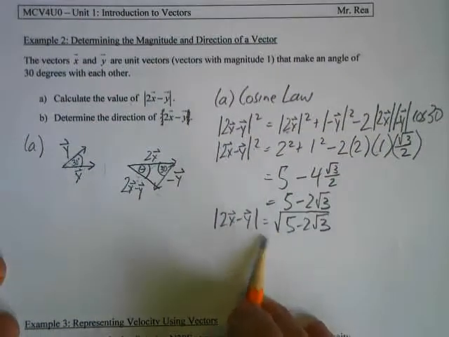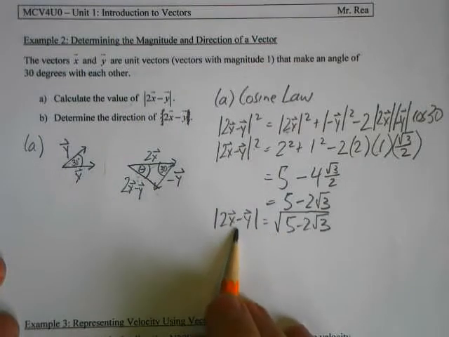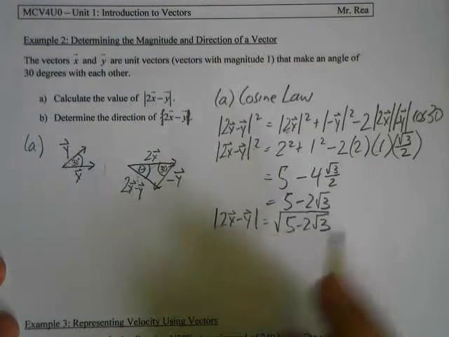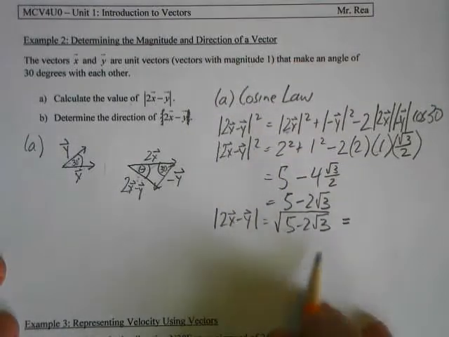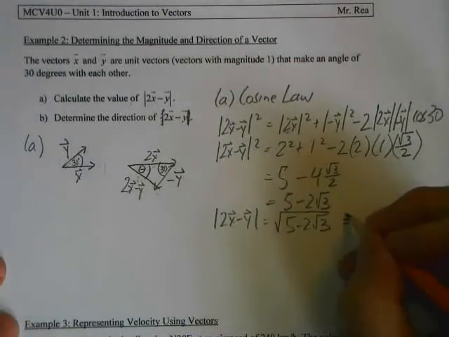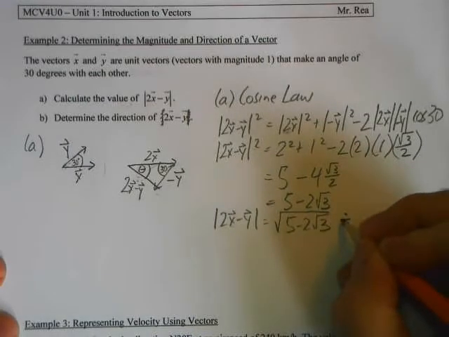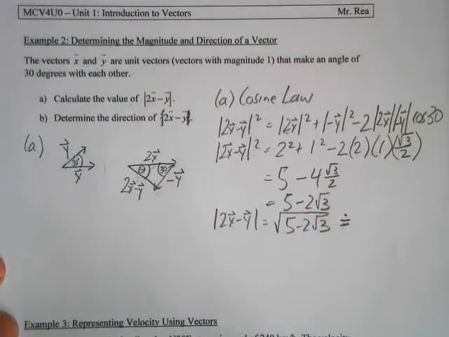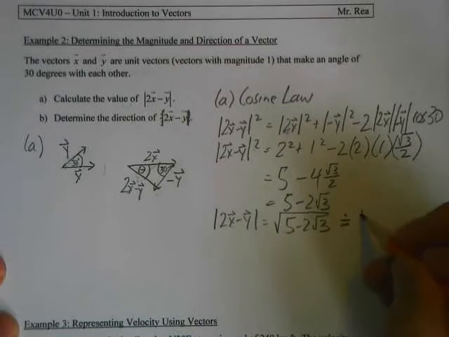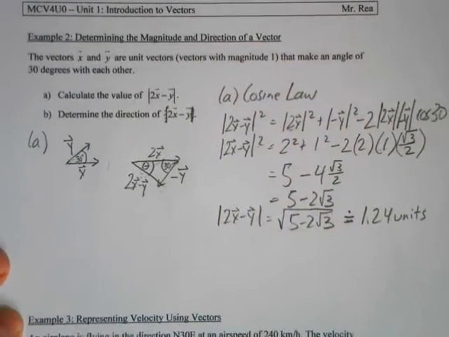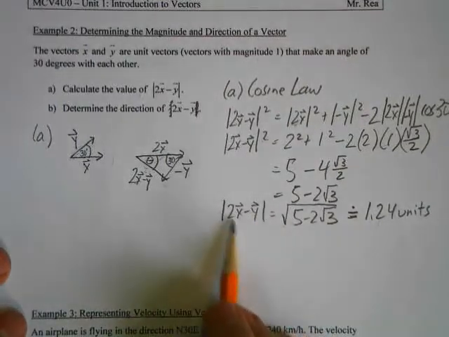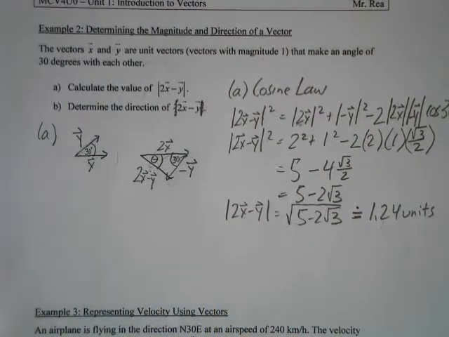So if you have a question asking for the exact value of this vector, you would have to put that. Most of the time though, you're not asked for exact, so you would just calculate that, and I'll use my approximately equal symbol here. That would be equal to about 1.24 units. Okay, so that's the magnitude of 2x minus y.